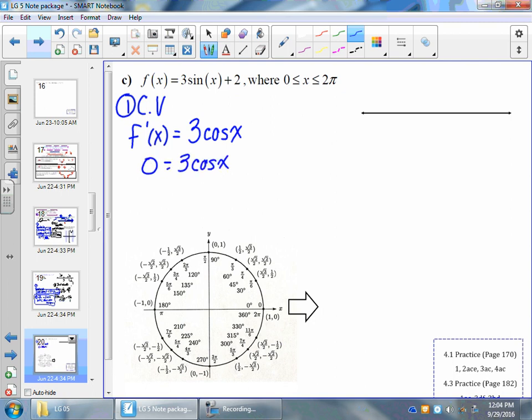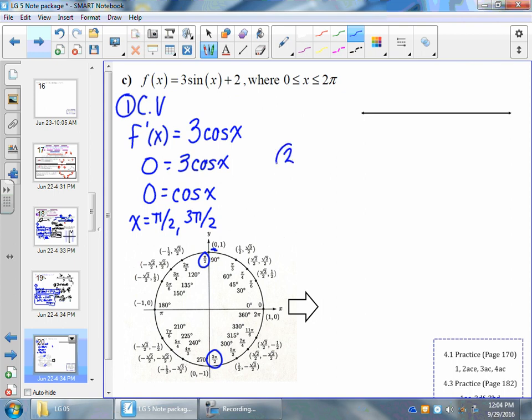okay, so now I'm looking for when is cos of x going to be equal to 0? Well, obviously we've got our pi over 2, because remember cos is our x value. So we know it's going to be pi over 2, and it's going to be 3 pi over 2. So x is going to be equal to pi over 2 and 3 pi over 2. So this one we actually have 2 critical values.